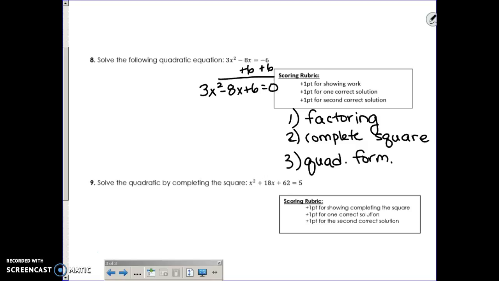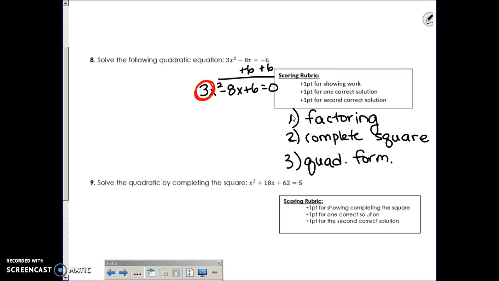All right, well, can I factor it? Well, no. The big issue here is that 3 in front of the x squared. As soon as you see that, factoring is automatically out because we didn't teach you how to factor with a 3 in front. It's also going to eliminate completing the square because we did not teach you how to complete the square when there's something in front of x squared. We only taught you how to use that with the quadratic formula.